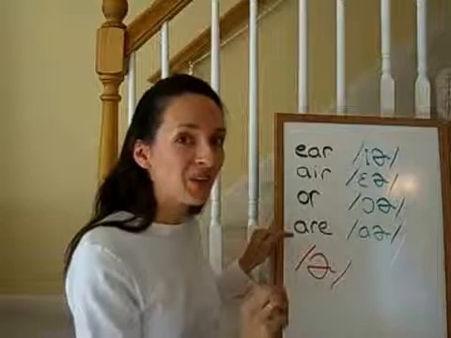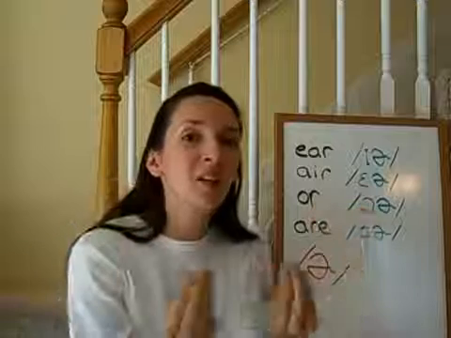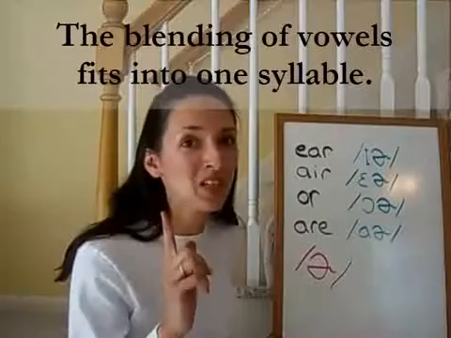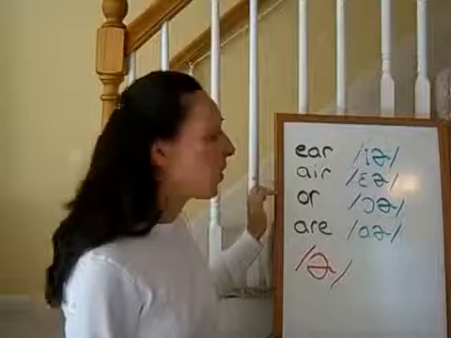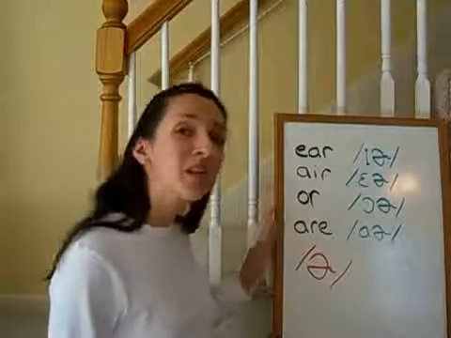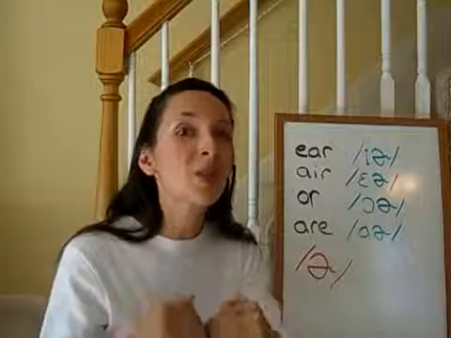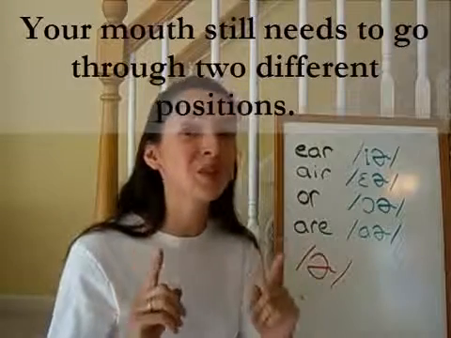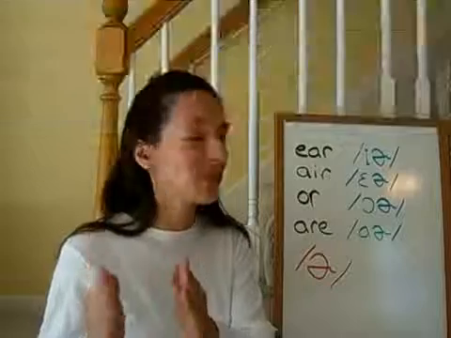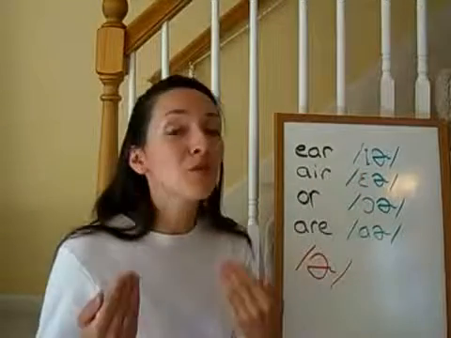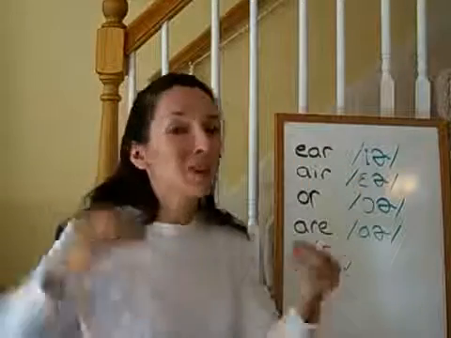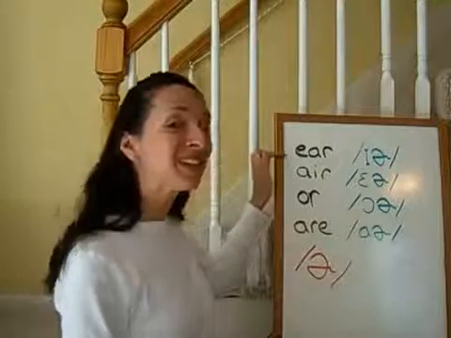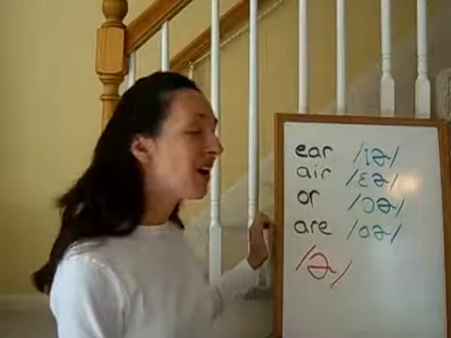Or, are. You actually have two vowel sounds that are gliding and blending into each other to make one vowel sound. These words are one syllable: ear, air, or, are. So in these words, the vowel sound must fit into one syllable. But what is happening in order to make this vowel sound is that your mouth is taking two different positions: the first position for the first vowel sound, and the second position for the second vowel sound. But you need to make it smooth enough so it becomes one sound and fits in one syllable. Again, ear, air, or, are.